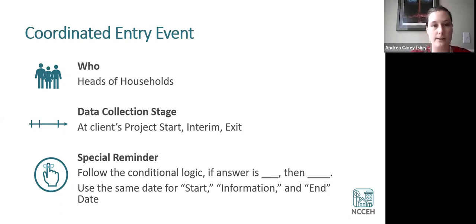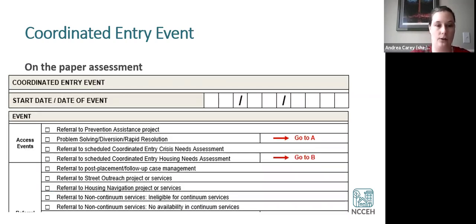All right, so on the paper assessment, let's get into the details to really wrap our minds around this. Coordinated entry event begins with the date of the event. It's referred to as the start date in HMIS, so just keep that in mind. And this is going to be the same date as the update, the start, the exit, whichever data collection stage you're collecting this information on. And then we have the types of events. These are divided into two categories.